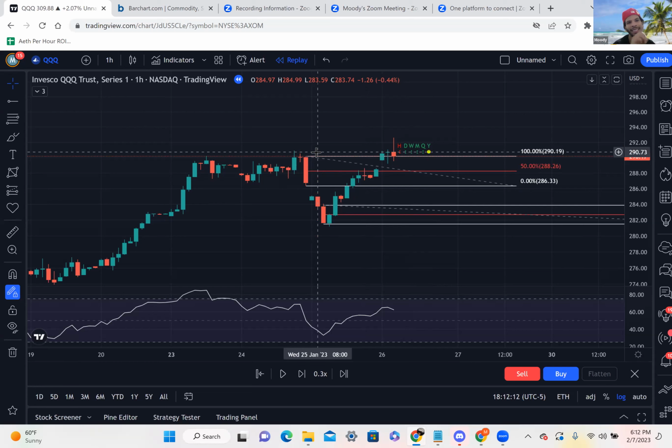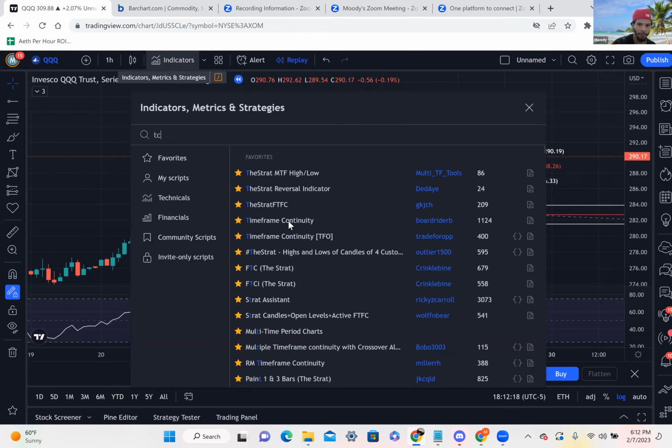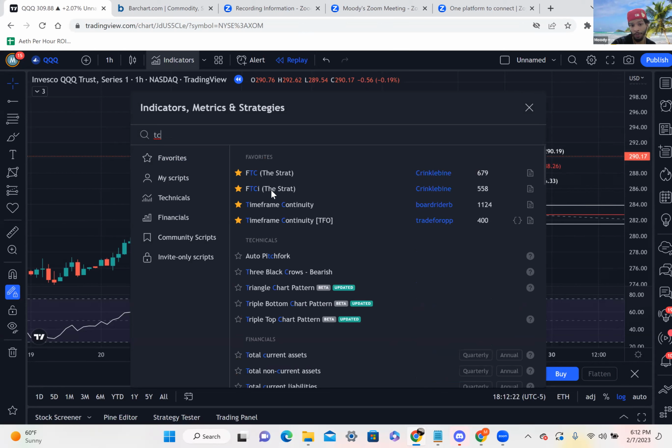The indicator is TC, time frame continuity, but you could type in TC and it'll pop up. Here, I'll do it so you can see it. Type that in, TC, time frame continuity, right here. And you can even use some of these. Like this one's for the 15-minute time frame, and this one's for the hour time frame. What do I mean by that? Hey, let me just throw it on my chart.